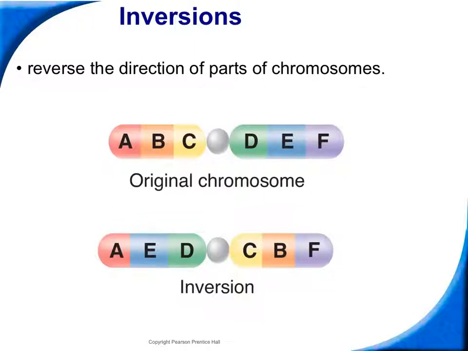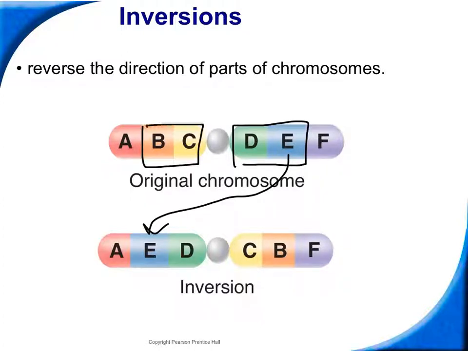With an inversion, different parts of the chromosome get flipped. So with this one, our DE flipped, became ED, and went to the front, and the BC flipped and went to the end of the chromosome. They became inverted.